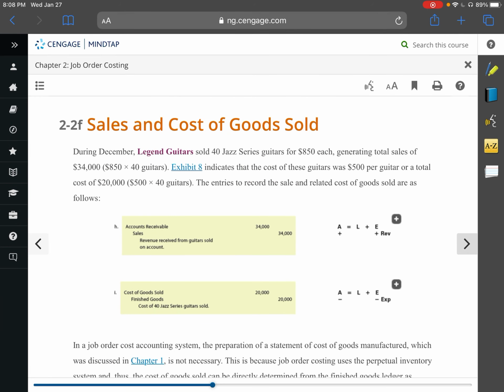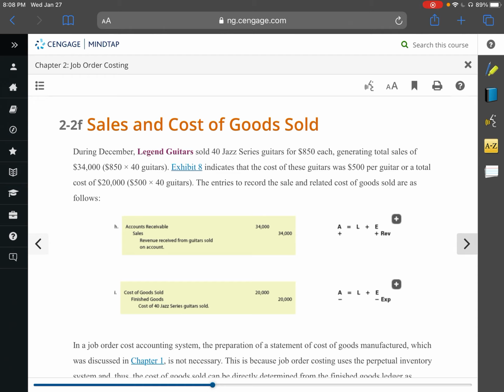So once you have finished goods and you get rid of them, they obviously are considered sales, and we have to consider cost of goods sold. So during December, Legend Guitars sold 40 Jazz Series guitars for $850 each, generating sales of $34,000. All right, Exhibit 8 indicates that the cost of the guitars were $500 a guitar for a total of $20,000.